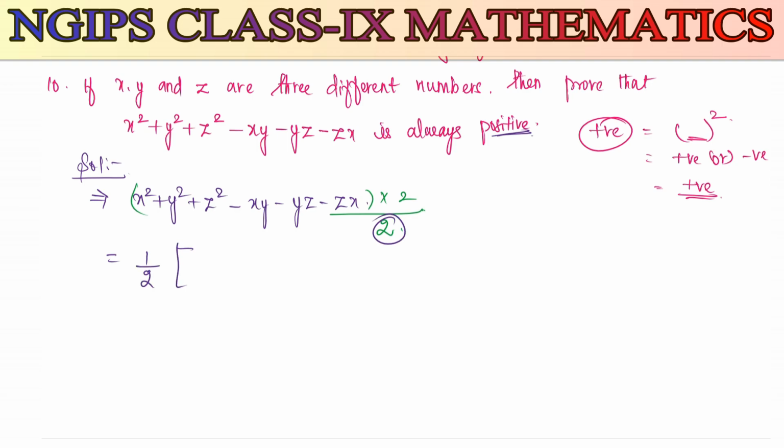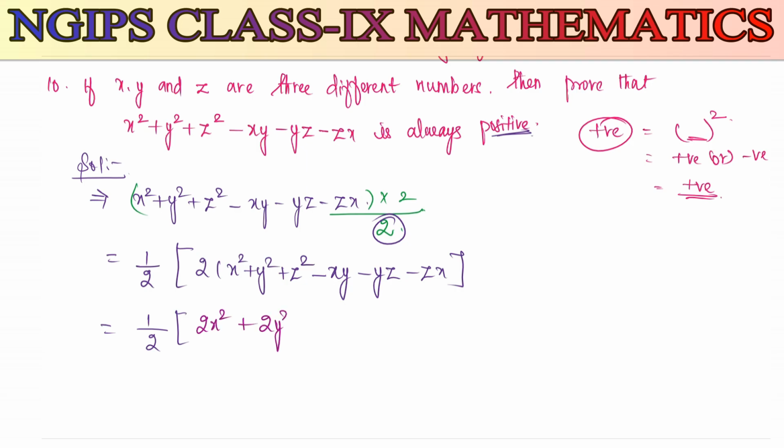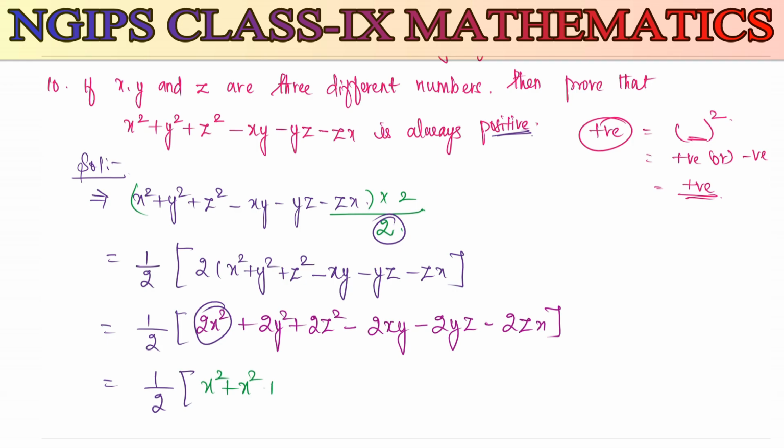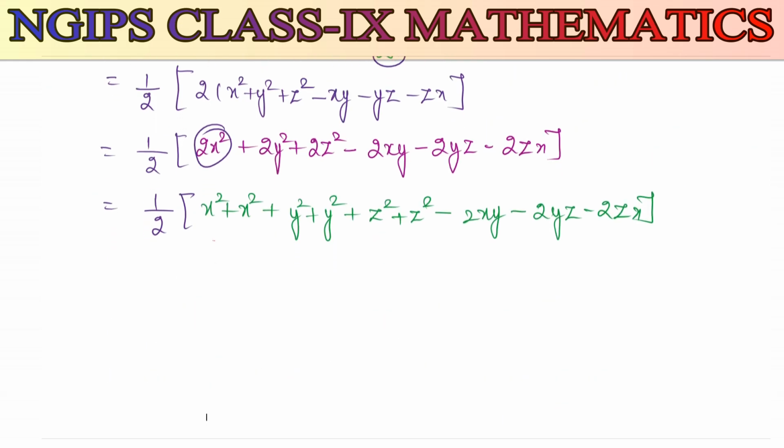Here we have 2 into the whole expression x square plus y square plus z square minus xy minus yz minus zx, which gives 2x square plus 2y square plus 2z square minus 2xy minus 2yz minus 2zx, equal to 1 by 2 into this. 2x square I can write as x square plus x square, y square plus y square, z square plus z square, and minus 2xy minus 2yz minus 2zx. Okay, now I am going to group the terms.